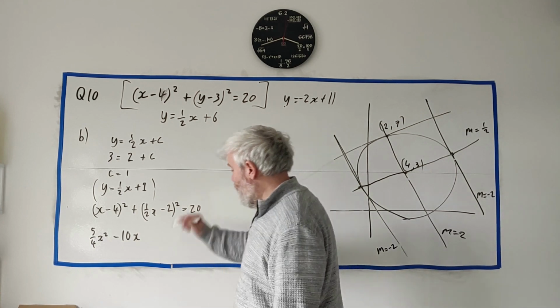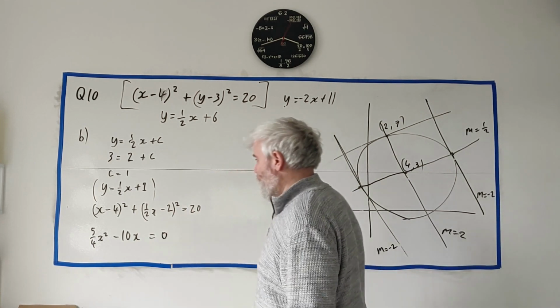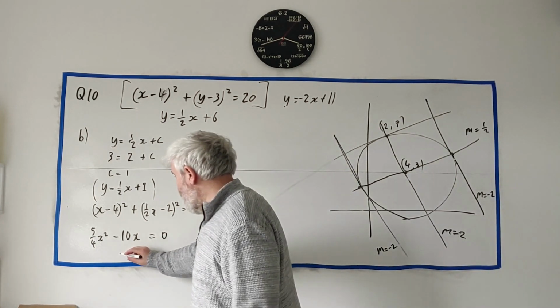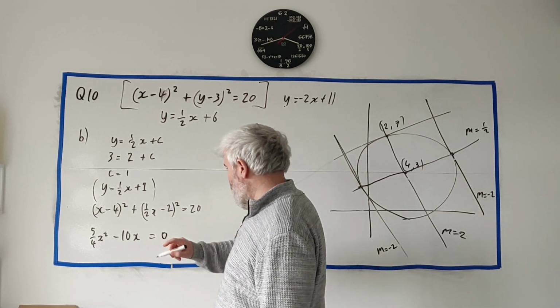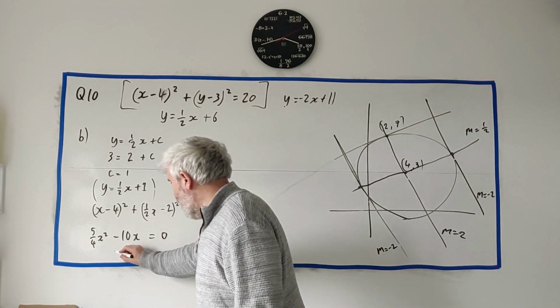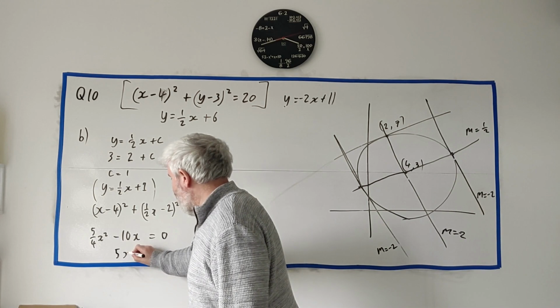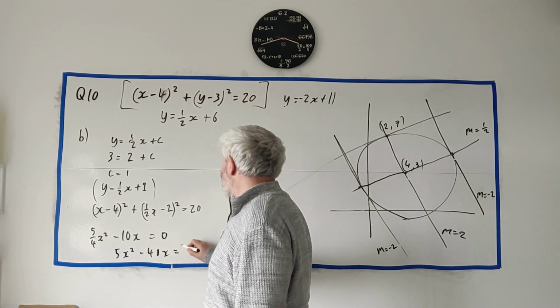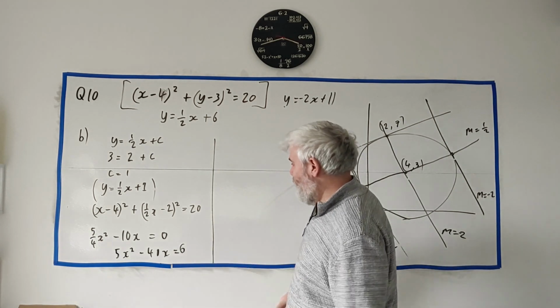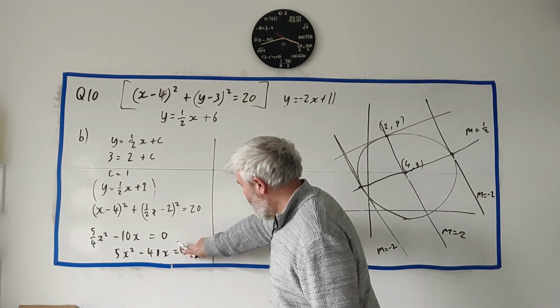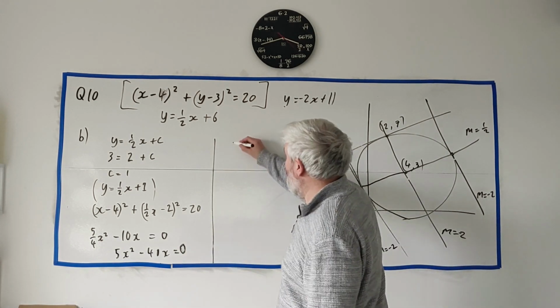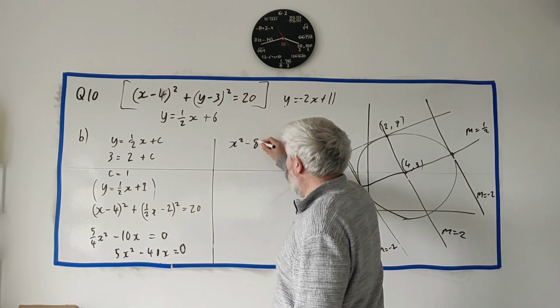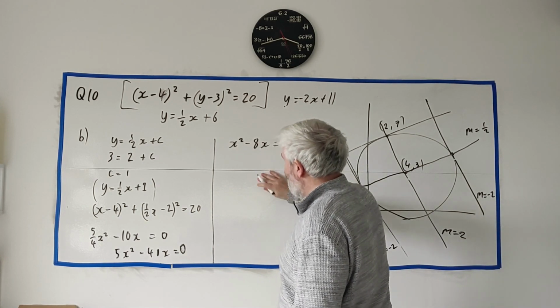Take away 20 is nothing, so we get equals 0. So there's two answers for this. How will we do that? Well, let's multiply everything by 4 first. We'll get 5x squared minus 40x equals 0. Let's divide everything by 5. We'll get x squared minus 8x equals 0.